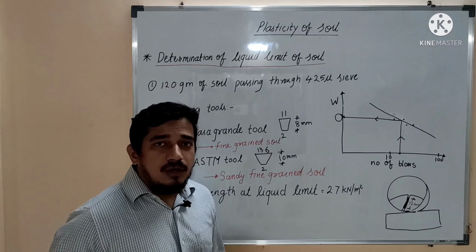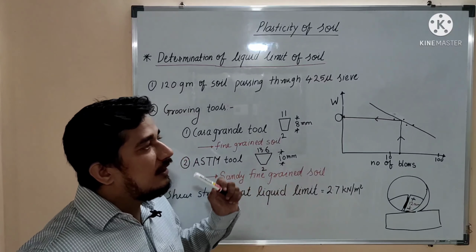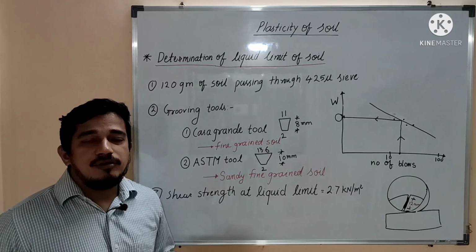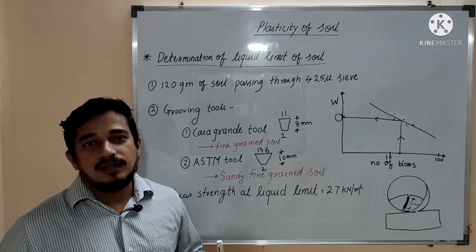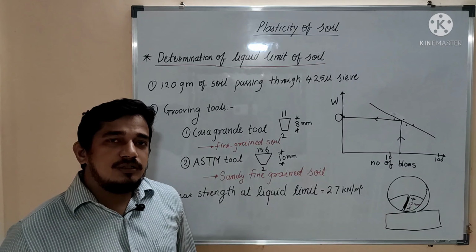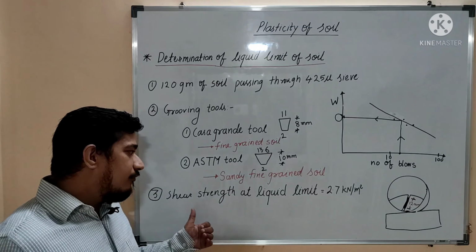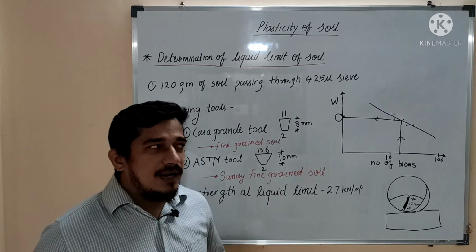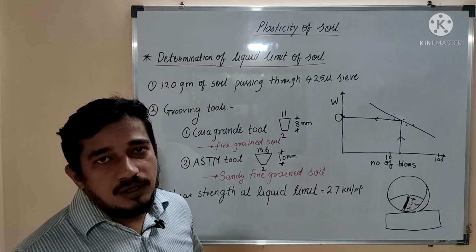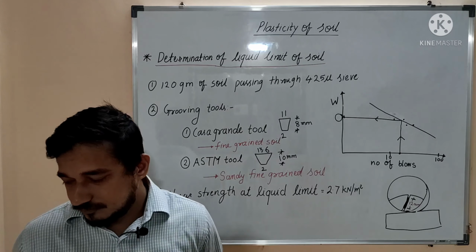In other words, liquid limit can be defined as the water content at which soil can resist 25 number of blows in the Casagrande apparatus. The shear strength of fine grained soil at the liquid limit is generally 2.7 kN per meter square. So that's all about the liquid limit test.